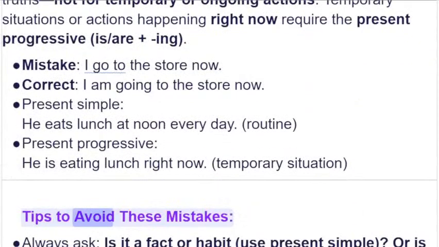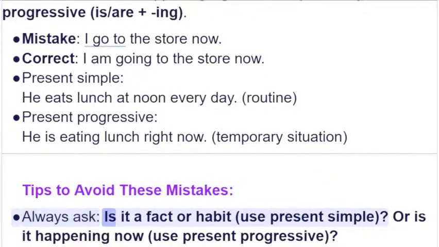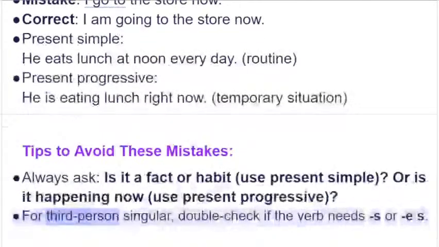Tips to avoid these mistakes. Always ask, is it a fact or habit? Use present simple. Or is it happening now? Use present progressive. For third person singular, double check if the verb needs s or es.